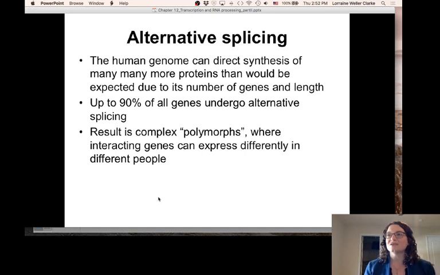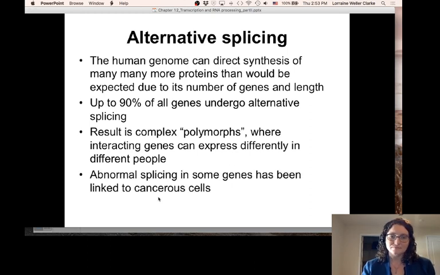And so this is an interesting piece in how the evolution of eukaryotes has added these little wobbles. We talked about the wobble hypothesis already, that wobbling pairing ability to have that redundancy and be able to use multiple codes to create the same one. In chapter 13, we're also going to talk about the wobble. Again, complex polymorphs. Interacting genes can express differently in different people. Now, abnormal splicing in some genes has been linked to cancerous cells because you can splice out functional exons instead of just the exons that have to do with shape.